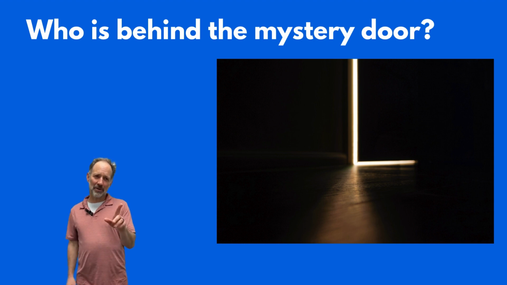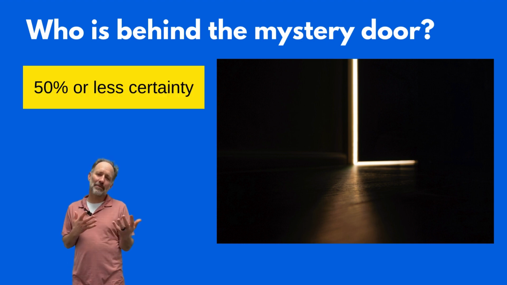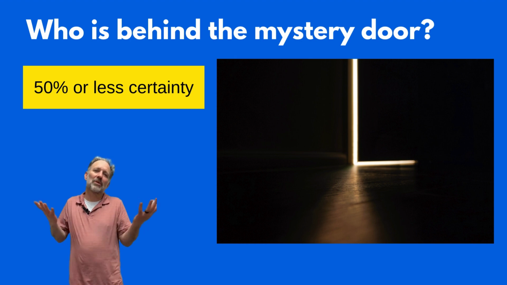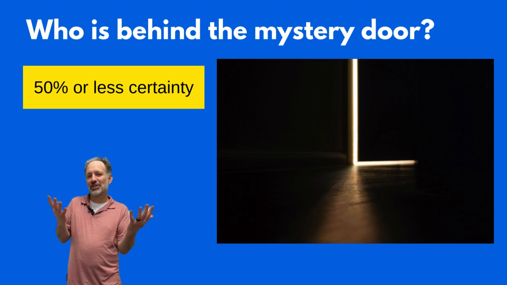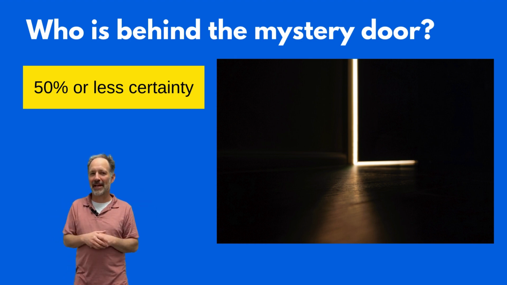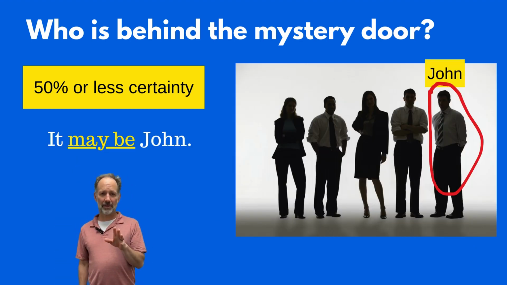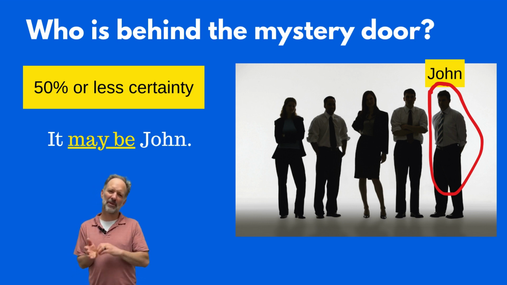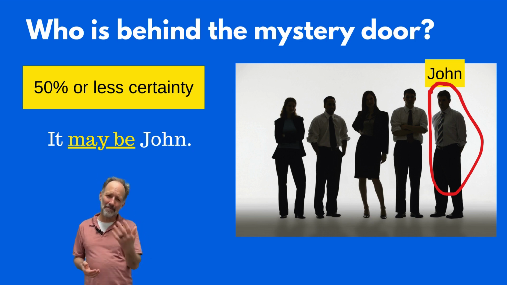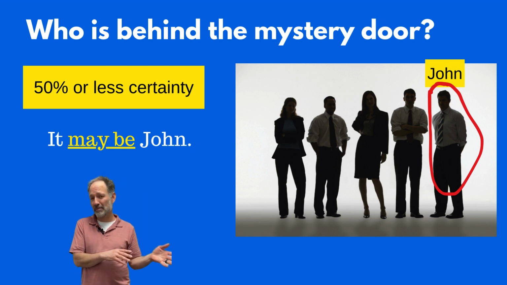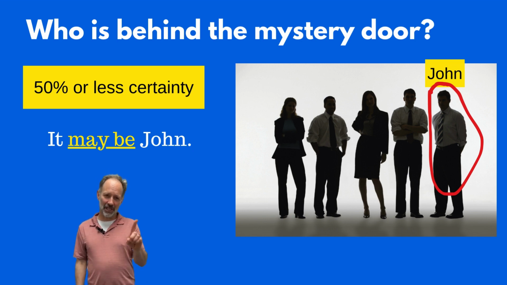Let's start with modals that give us the idea of 50% certainty or less, or we're less than half sure what's happening behind that door, or who is behind that door. The first modal verb we can use here is may to get this 50% or less certainty. So if we think who is behind that door, well, we could say, it may be John. It may be any of those other people, but there's some chance that it's John.